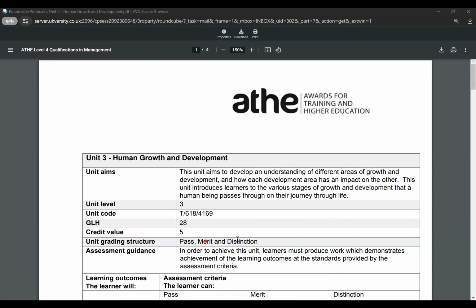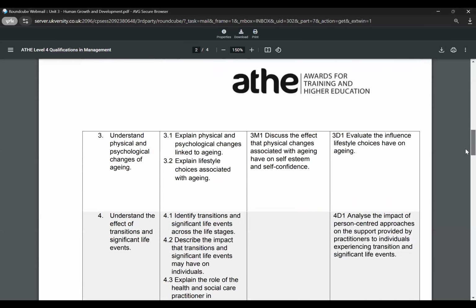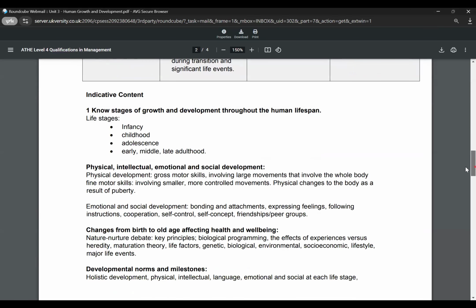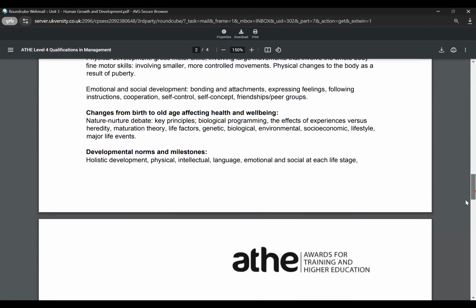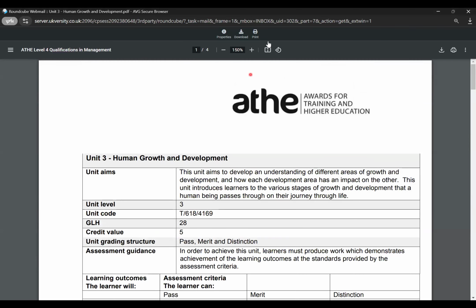So there'll be a pass, merit, and distinction. We'll talk in detail about all of this in our assignment discussion. This is just a brief overview, which has been shared with you on the Moodle website as well. I will now start sharing my slides with you.